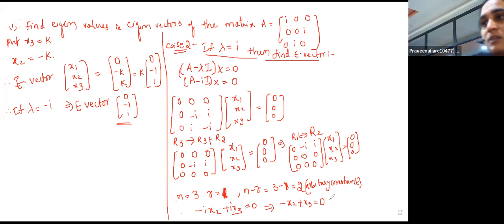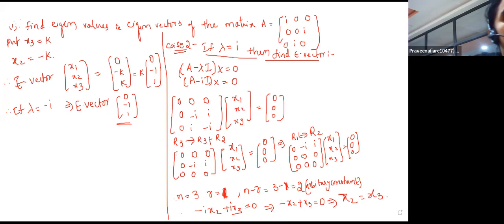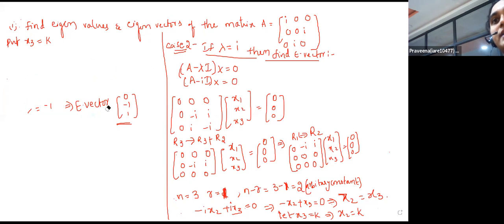From that, let us take any two variables as arbitrary constants. From this equation, x2 is equal to x3, right? Let us take x3 as k, then from the above equation, x2 is also k, right? And the remaining one is x1. Let us take x1 as k1.